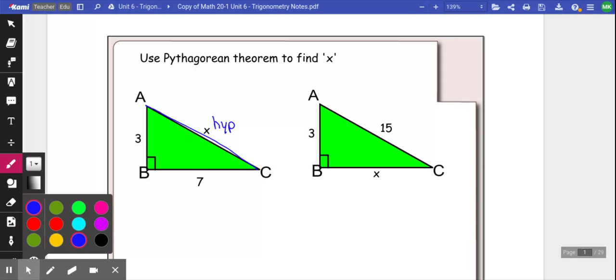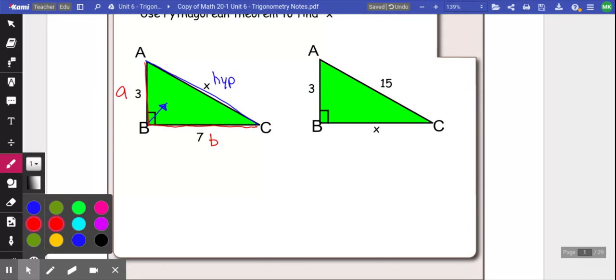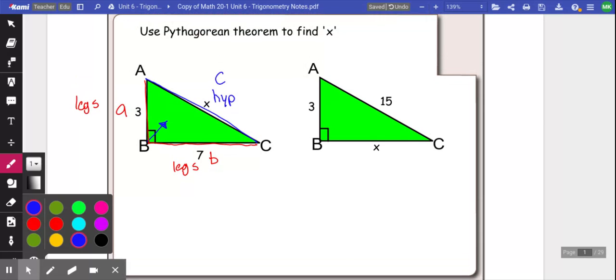I know it's my longest side because it's across from 90 degrees. And then I have two other sides. Those two sides are called your legs. They're called A and B. It doesn't matter which one you call A or which one you call B. They're your legs. Your hypotenuse does have a name. We name it C for Pythagorean Theorem. Pythagorean Theorem is A squared plus B squared will give you C squared.